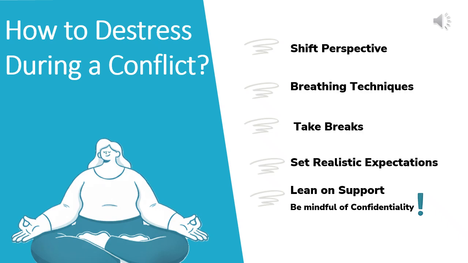Learn breathing techniques. For example, learn the 4-7-8 breathing technique. Inhale for 4, hold for 7, exhale for 8. It sounds silly, but it genuinely calms your nervous system.